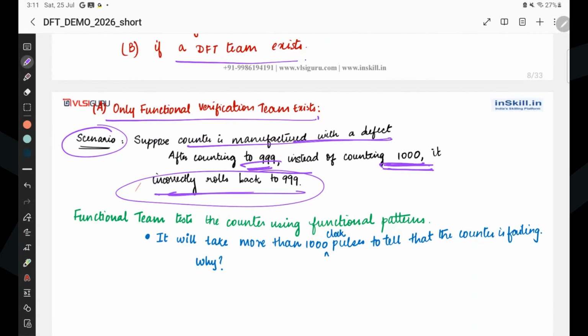Now, if only a functional verification team exists, then the functional team tests the counter using functional patterns. In this case, it will take more than 1000 clock pulses to tell that the counter is failing. Can anyone guess why?